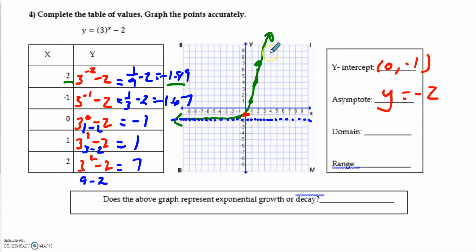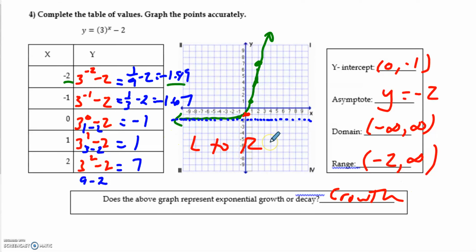The domain of this function, just like a parabola, is negative infinity to positive infinity because it never ends in both directions. Then the range of this function, the lowest point that I start is here at negative 2, but negative 2 is not included. So you'd have negative 2 with a parenthesis, not a bracket, and then the function goes up towards infinity. Does the graph above represent exponential growth or decay? I would say exponential growth because from left to right, the function is increasing rapidly.